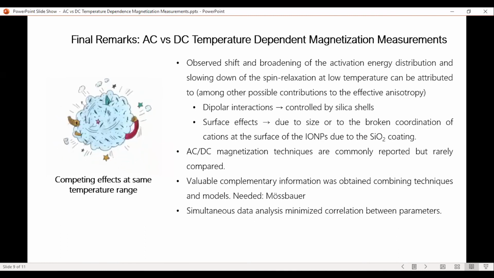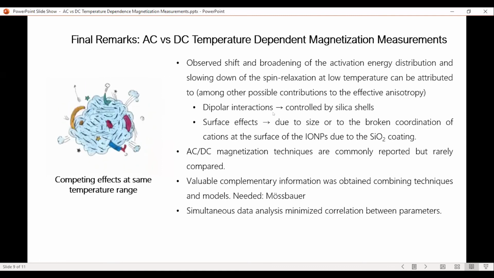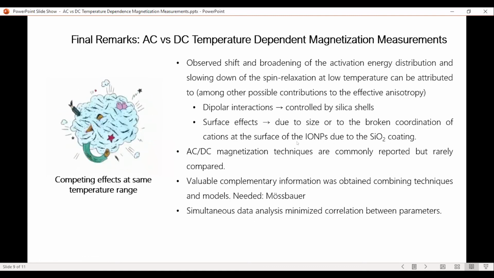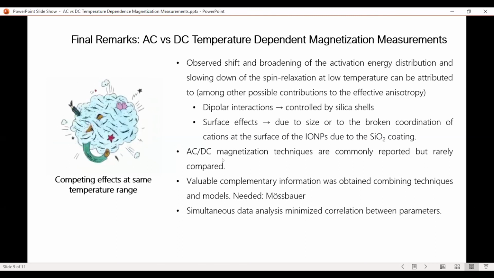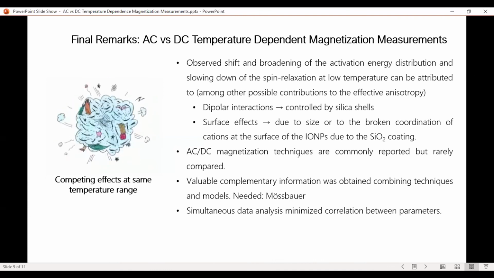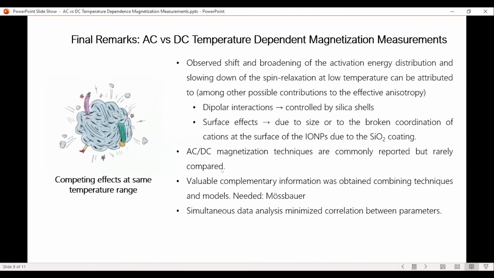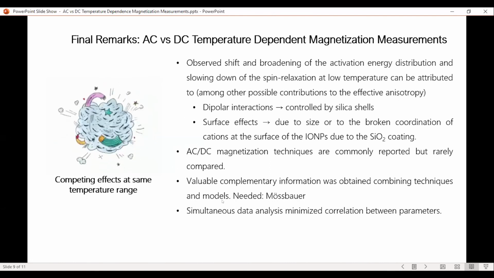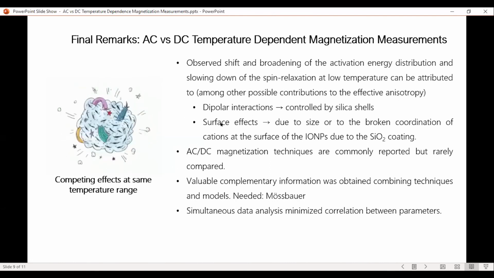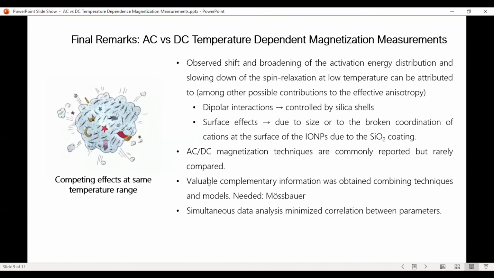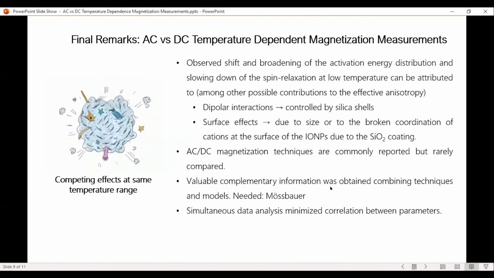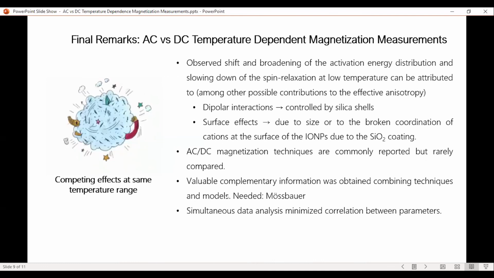So we attribute them to dipolar interactions, since we can control them with the silica shells, and also to surface effects that manifest in the modified Bloch's law. And we want to reinforce the fact that AC/DC magnetization are typical techniques that are reported in literature, but rarely are compared, and this is not always taken into consideration when analyzing the systems. And it's important to recall the valuable and complementary information that was obtained combining techniques and models.